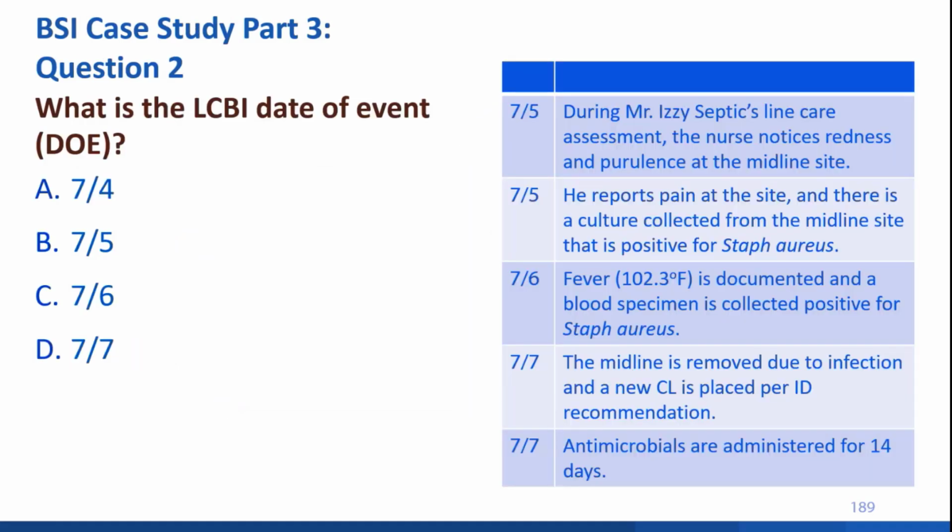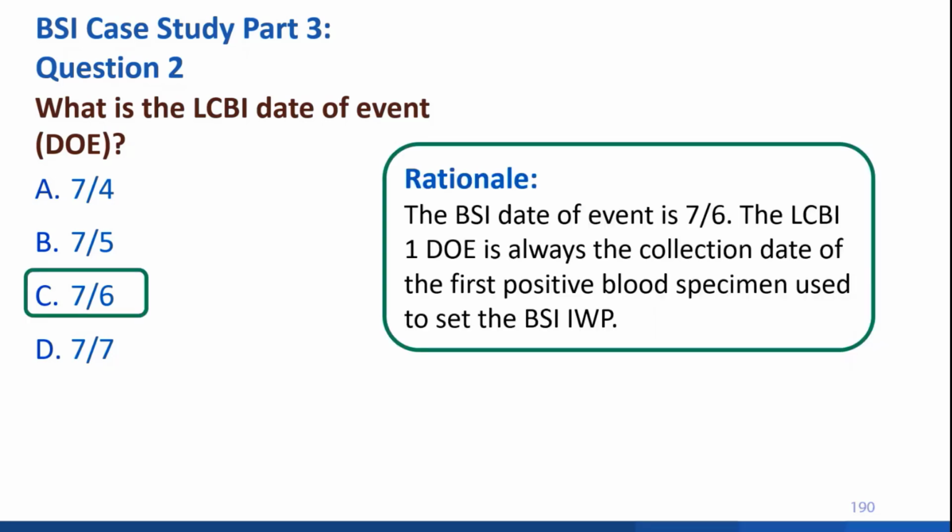Question 2. What is the LCBI date of event? 7/4, 7/5, 7/6, or 7/7? Seeing a lot of B's, some C's. I think it's kind of split between some B and C here. Let's take a closer look. The correct answer is C.